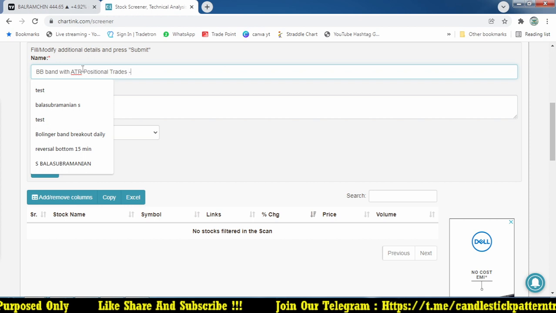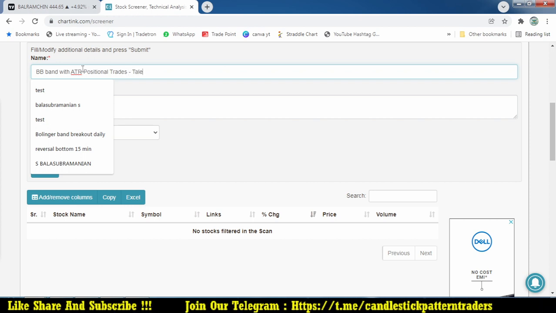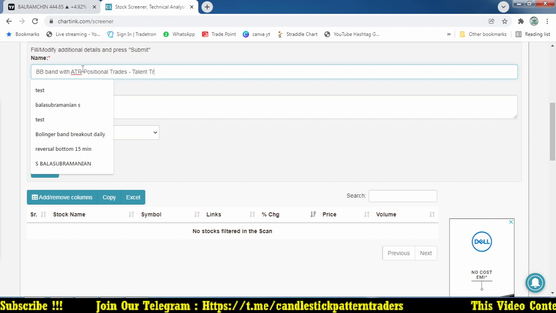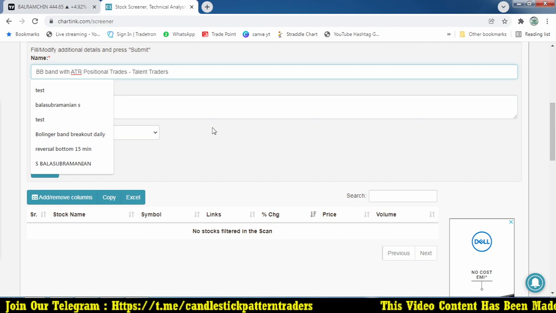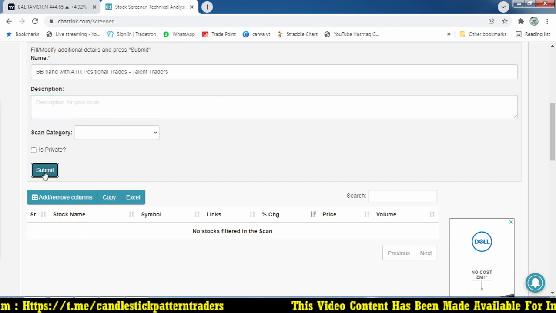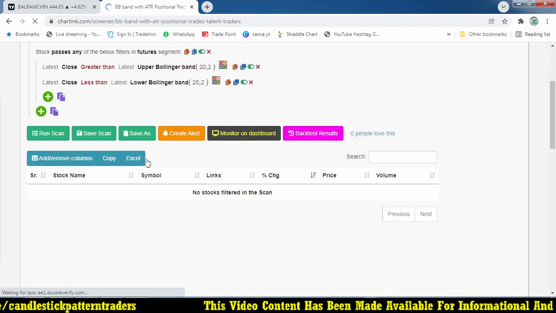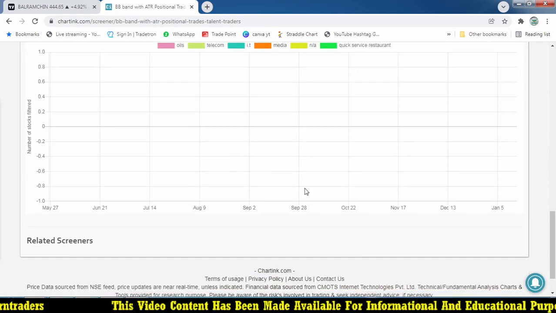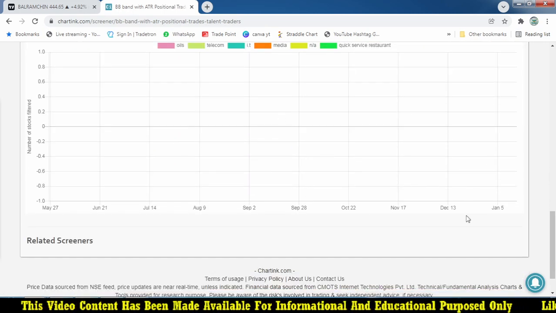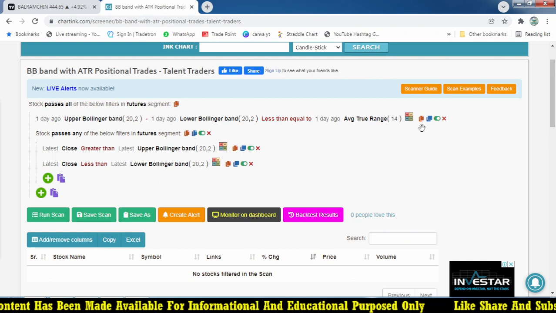So you are asking him the name. So this is by Talent Traders. Okay, so this is code and submit this code. Okay, the code is ready. So we didn't get any stocks here, and can you see there is no stocks which is formed if you are comparing the ATR with the same as ATR.